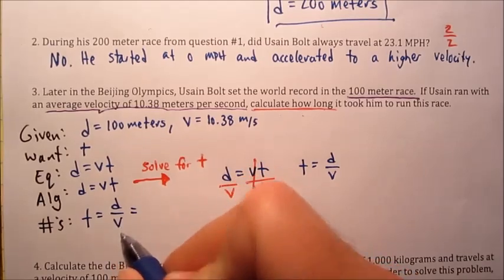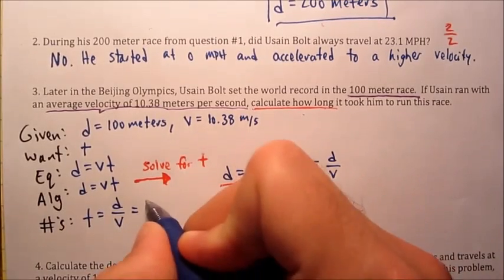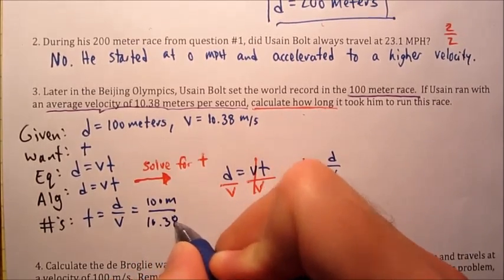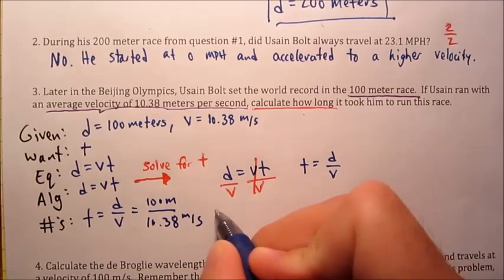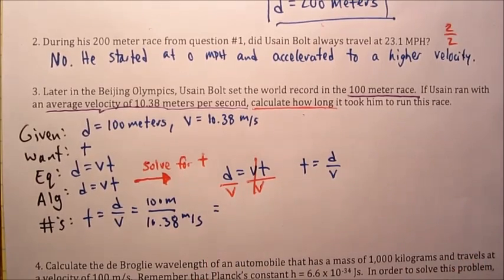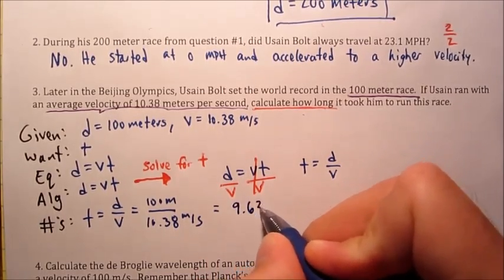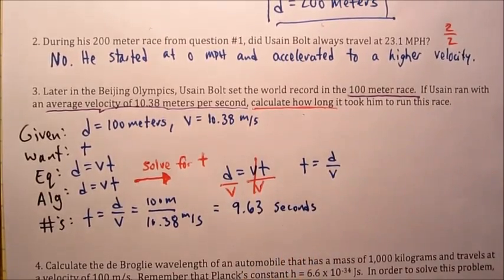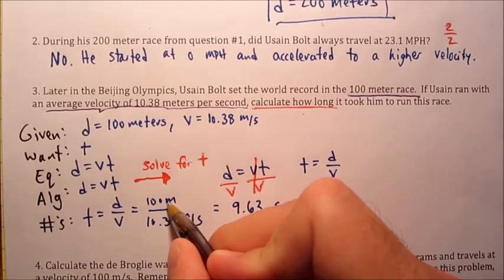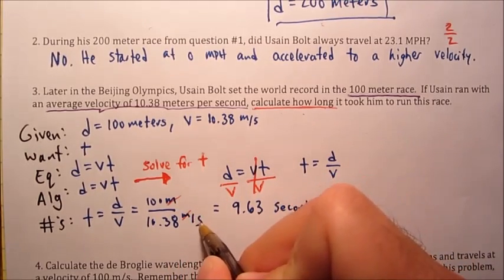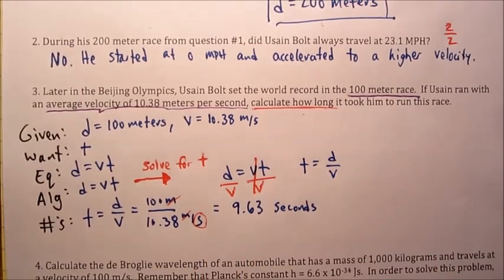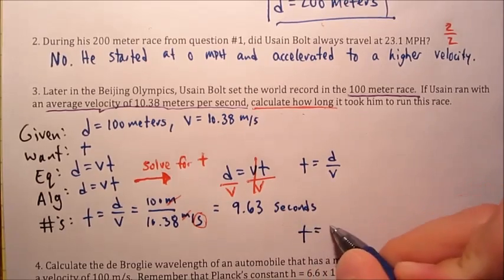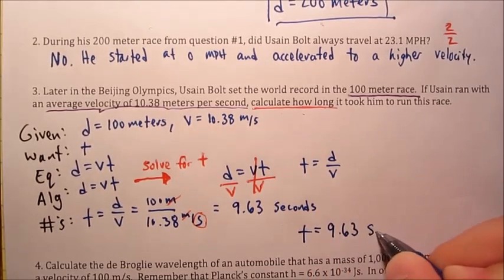We have d over v. So we're going to go ahead and plug our numbers in with 100 meters over velocity 10.38 meters per second. Go ahead and crunch those, and let's see what I got. I got 9.63 seconds. How do I know it's seconds? Well, if we look over here, we wrote our units down. We have meters, and the meters cancel, and then we're left over in time as seconds. We're not done yet. We got to box our answer. So the final step would be t equals 9.63 seconds.